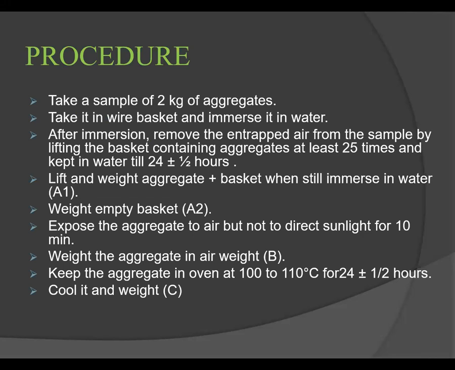So, the procedure is, firstly, take a sample of 2 kg of aggregate. Then wash the sample thoroughly to remove the finer particles and dust from it. After washing, place the aggregate in the wire basket and immerse it in water at a temperature between 22 degrees Celsius and 32 degrees Celsius, with a cover of at least 5 cm of water above the top of the basket.